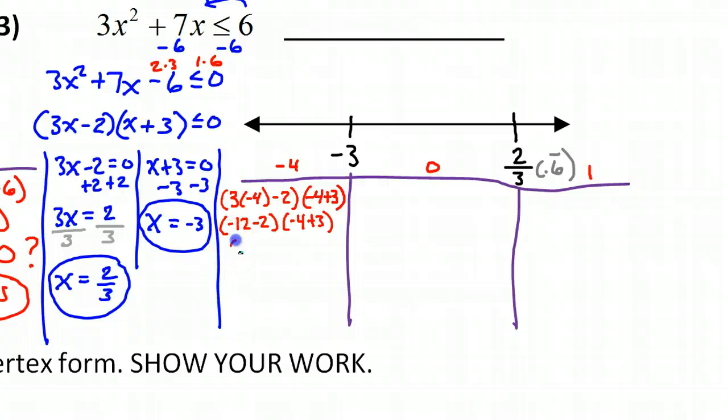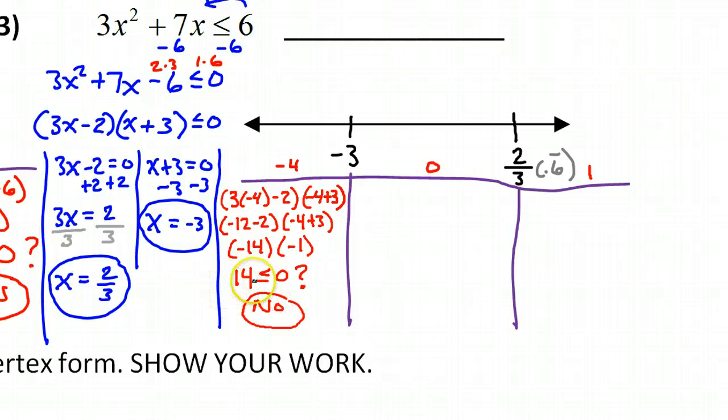So I've got -14 and -1. All right, -14 times -1 is +14. So the question is, is +14 less than or equal to 0? And of course that answer is no. No, it is not. Okay, so -4 is not a solution, so nothing in here is going to be a solution.